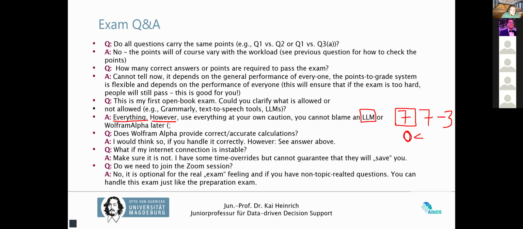Does Wolfram Alpha provide correct, accurate calculations? I would think so if you handle it correctly. Again, it's a user problem. You are the user. You are responsible for your answers. I don't care what you use. Well, I love to use Wolfram Alpha. It's pretty cool, but you can use way simpler, faster tools. I think Wolfram Alpha is a little bit too slow nowadays.